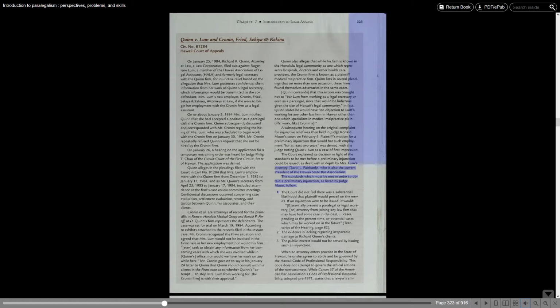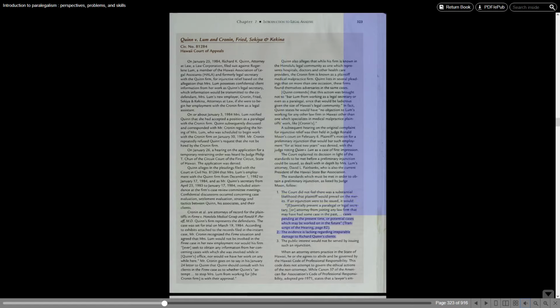The standards which must be met in order to obtain a preliminary injunction, as listed by Judge Moon, follow. 1. The court did not feel there was a substantial likelihood that plaintiff would prevail on the merits. If an injunction were to be issued, it would essentially prevent a paralegal or legal secretary, or attorney from joining any law firm that may have had some case in the past.